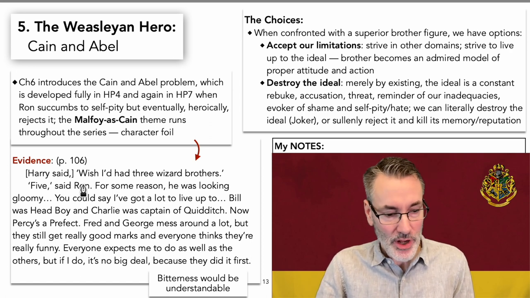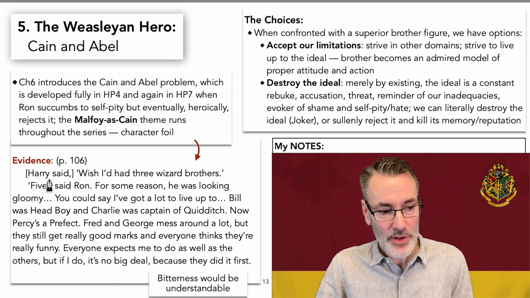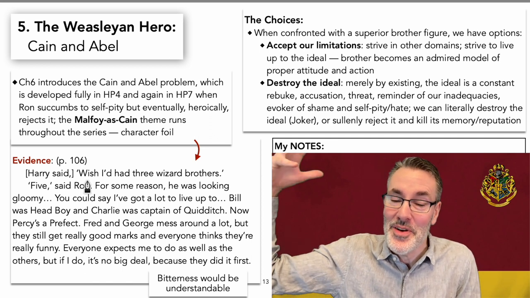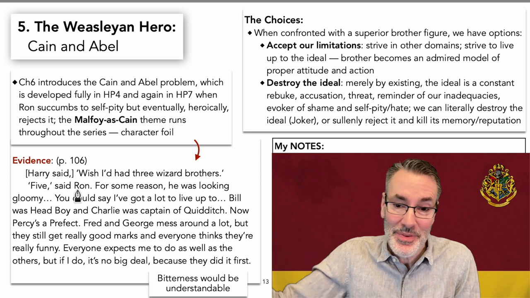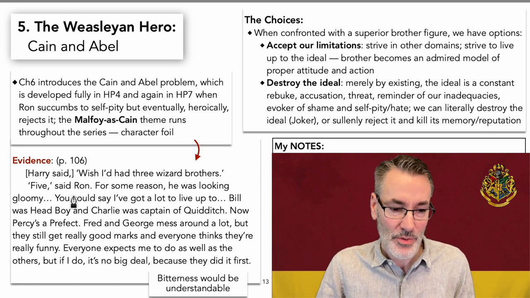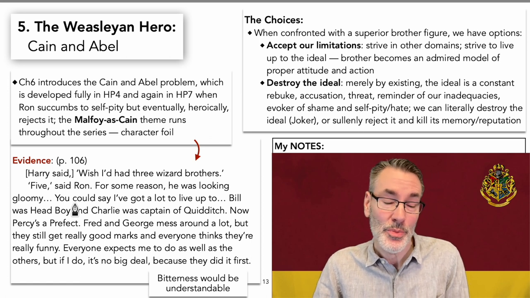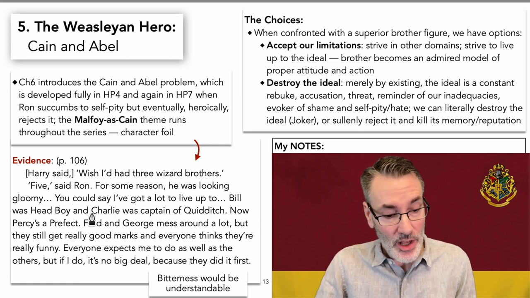So here's the introduction of it. The very first time we see this, Ron is talking to Harry, and Harry said, "I wish I had three wizarding brothers. Wouldn't it be nice to be part of the wizarding family and have family members like this?" And Ron just says, "Oh my gosh, no, I've got five." For some reason, he was looking gloomy. Why wouldn't you look gloomy? You're the runt.